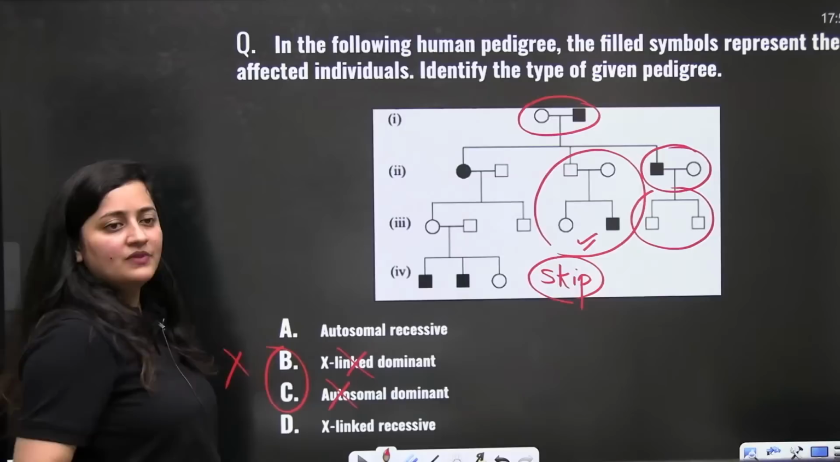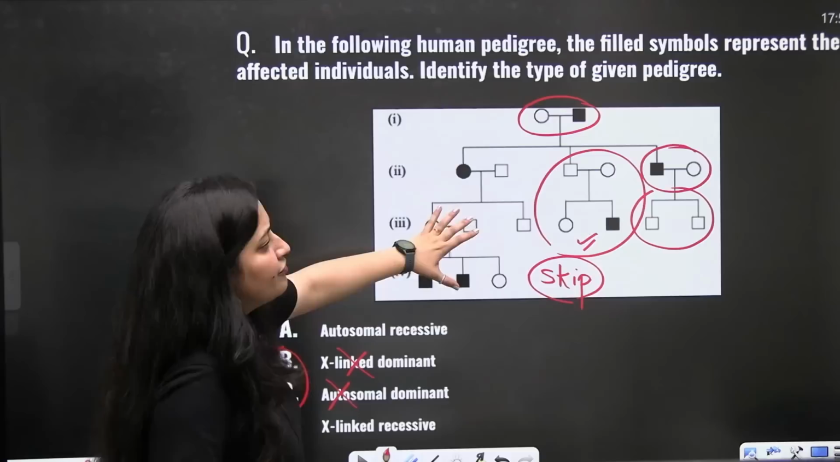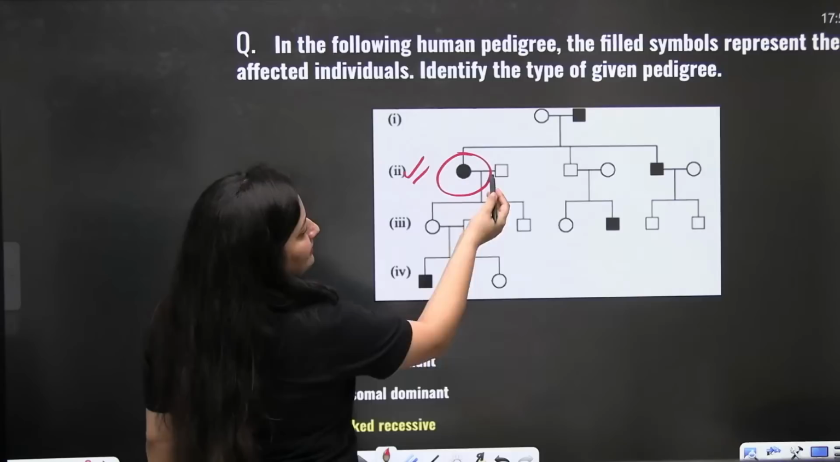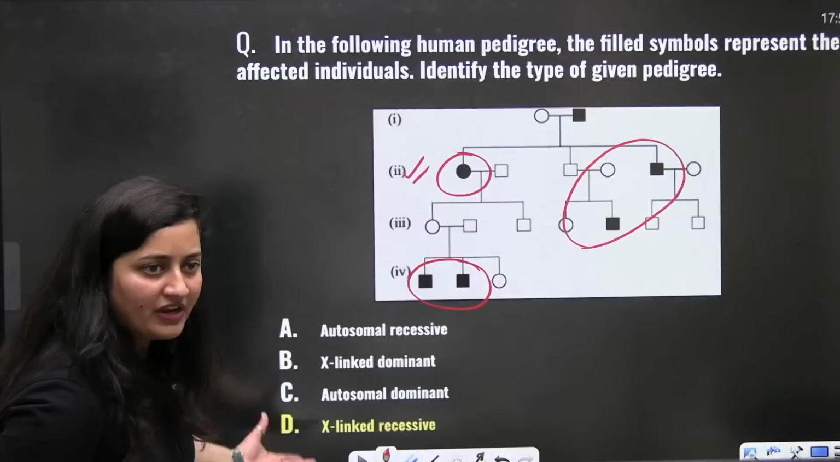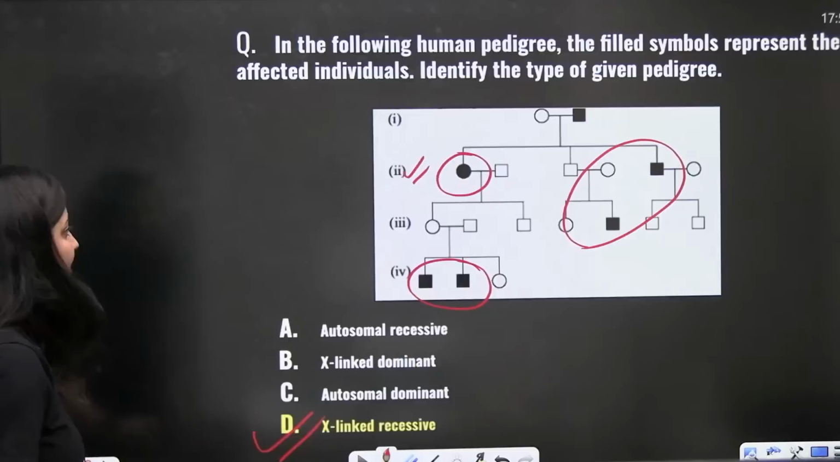Now the next part is whether it is autosomal recessive or X-linked recessive. You have to figure out whether males are most likely affected or females. Just look at it. You know the answer. Males are more affected. Only one female is affected. Otherwise, if you see this chart, males are more affected. So it is clear that it is X-linked recessive. Any doubt? Isn't it easy? Right? Okay, next question.